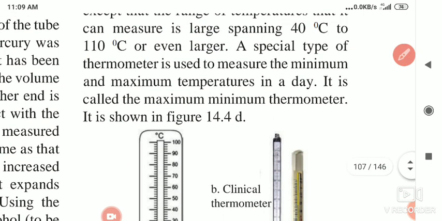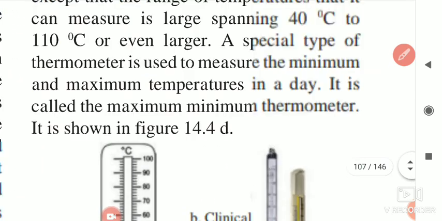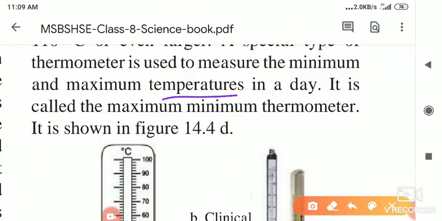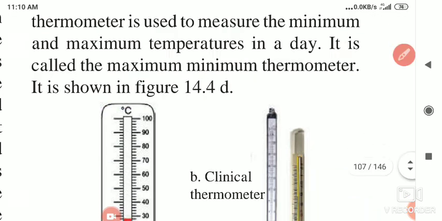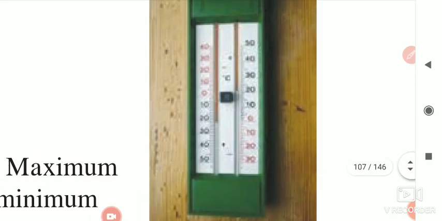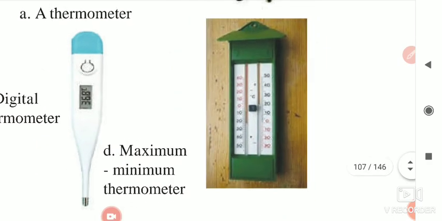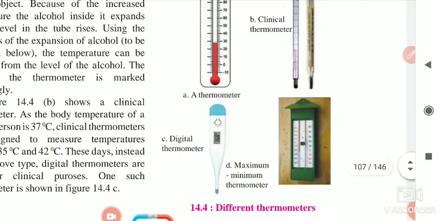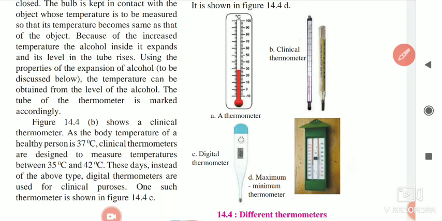A special type of thermometer is used to measure the minimum and the maximum temperature in a day. It is called the maximum-minimum thermometer, and it is shown in Figure 14.4d. If you see here, we can measure even higher temperatures using this maximum and minimum thermometer. So these are the different types of thermometers.